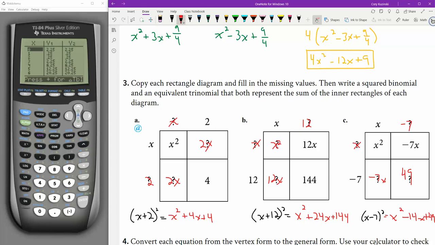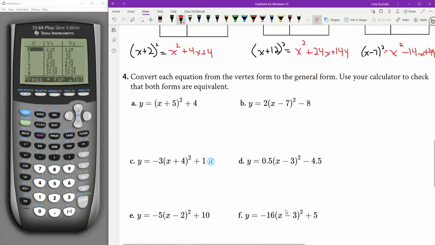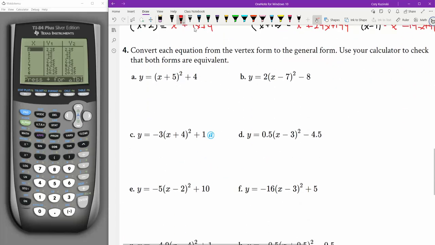All right. And on number 4, I'm going to use some major shortcuts to do this. I'm just going to do a lot of work in my head anyway, but I'm still going to show some steps. All right, let's do x plus 5 squared. That's x squared plus 10x plus 25, plus the 4 on the end. So 5 times x is 5x, doubled is 10x, and 5 squared is 25. Then we combine some like terms, x squared plus 10x plus 29.